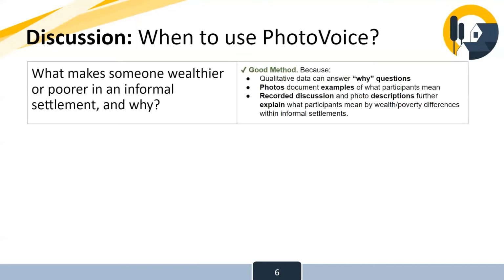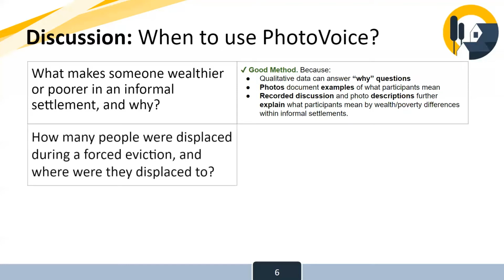My particular answer is that photo voice is a good method because it will produce qualitative data which can answer the why question here. That photos can be used to document examples of what participants mean by a wealthier or poorer person in an informal settlement, and their recorded discussions and the descriptions that they put on photos will further explain what they mean by wealth and poverty differences.